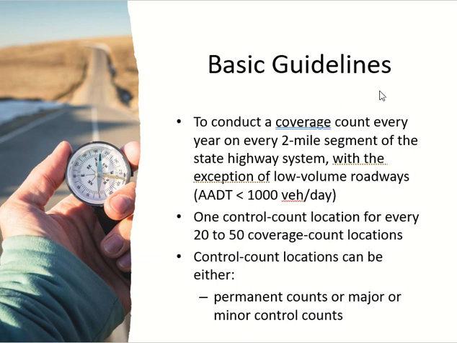Okay, then the next thing is the ratio between control and coverage. The ratio should not go above 1:50. Between control and coverage, the ratio should not go above 1:50. If you have 50 coverage counts, then one control count is enough for them. More than 50, then you have to make more control counts. Clear?